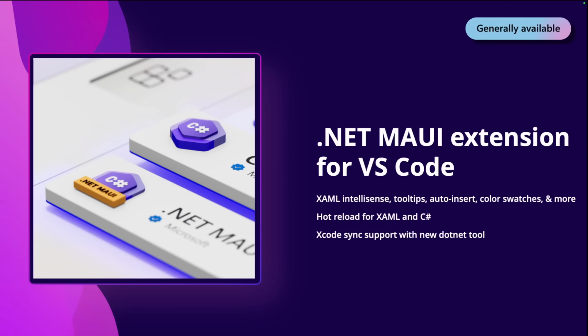So you install .NET, you install the .NET MAUI workload, and then you install VS Code and the VS Code extension for .NET MAUI. This will give you IntelliSense, tooltips, insertions, color swatches, hot reload, and that Xcode sync support if you're on Mac.